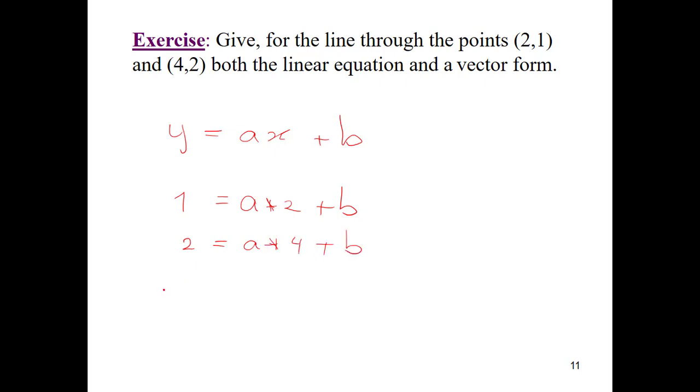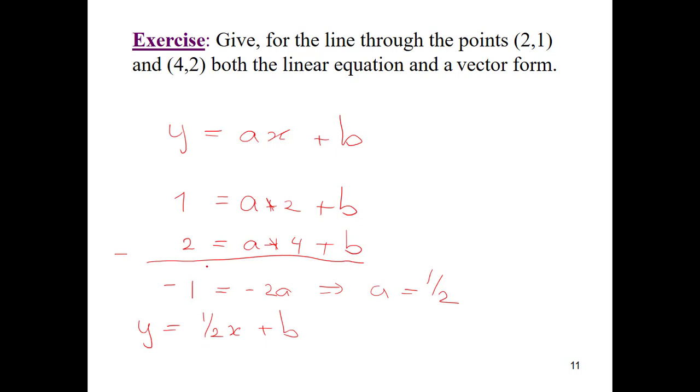Again, we have 2 equations with 2 variables, so we can solve this. Let's use the elimination method because the b's are similar. So we just subtract the 2. That would mean minus 1 would be minus 2a. The b goes, so that means a would be a half. So now I already have y being a half times x plus b.